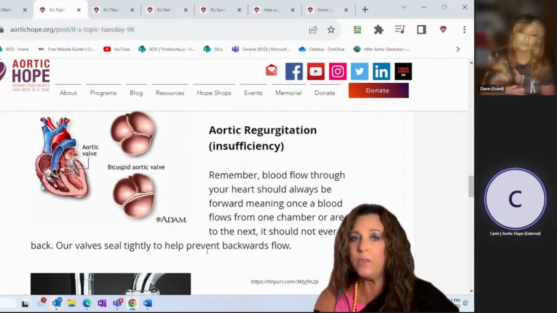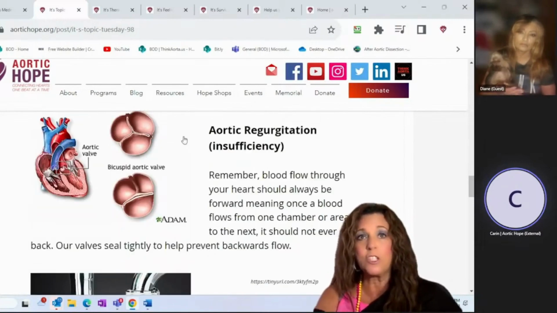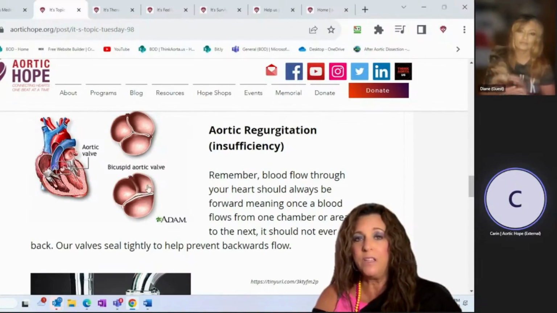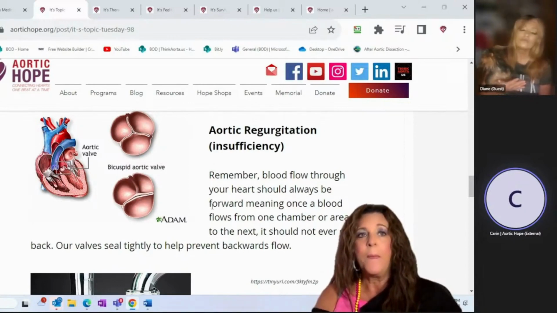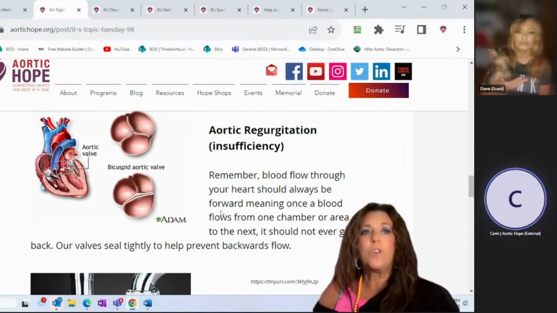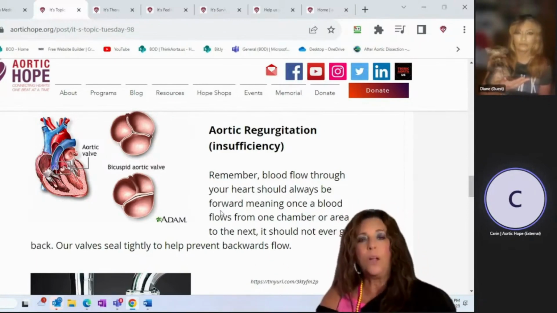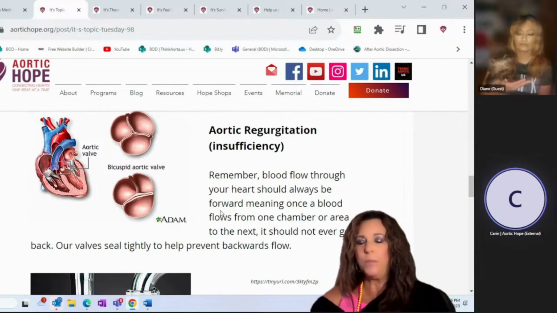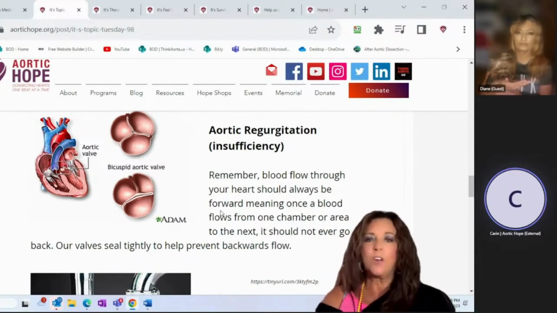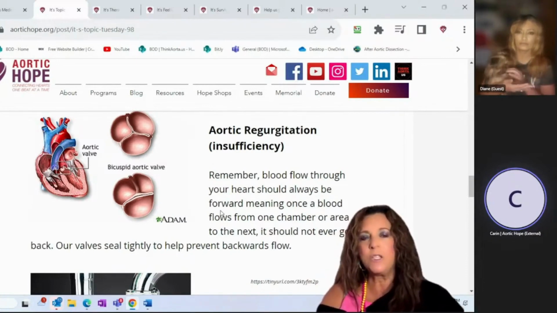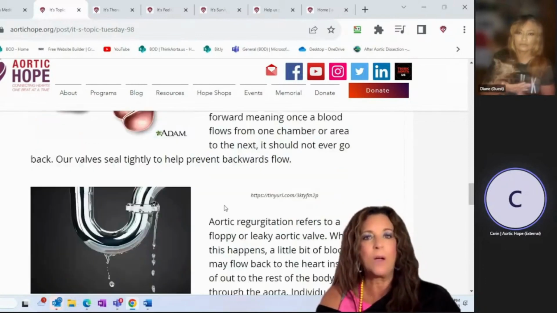Now let's talk about the other thing that happens with valves, and that's regurgitation. So this is a bicuspid valve. See, it's only got two sides to it. Didn't get the other little slice right in here, and this would be a tricuspid valve. But blood that flows through your heart should always be forward. It goes in one direction. Once the blood flows from one chamber or area to the next, it should never go backwards. Our valves actually seal tightly to help prevent backwards flow.